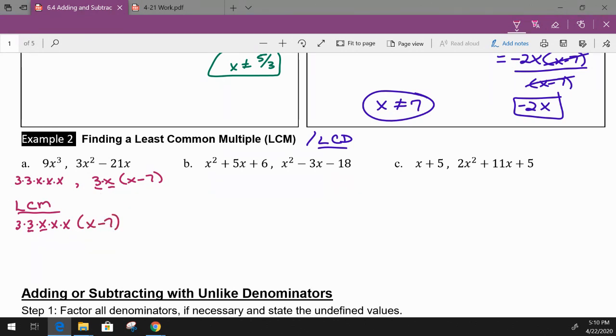So now, if you look at the factors of the least common multiple, it does include all of the factors of the first term, 9x to the third, and the factors of the second term. It's got a 3, an x, and an x minus 7. So your least common multiple, which eventually we're going to call our least common denominator, will be 9x to the third times x minus 7.